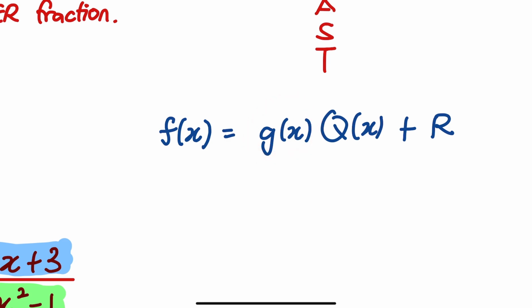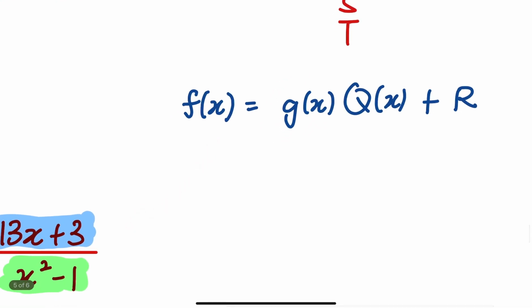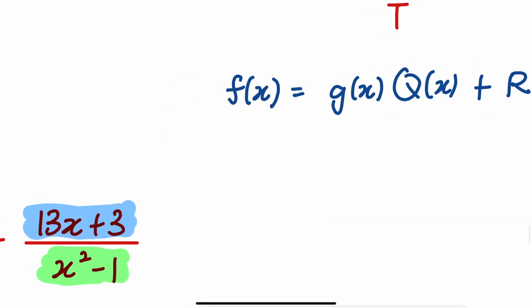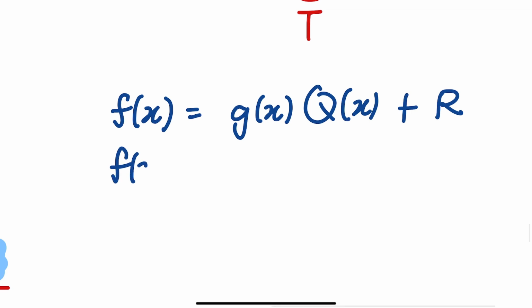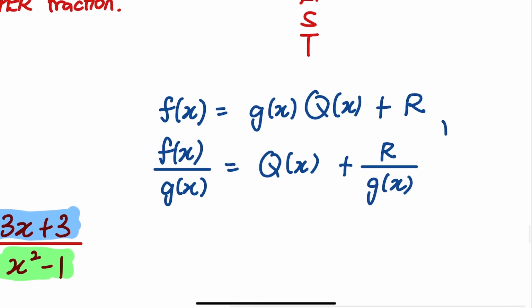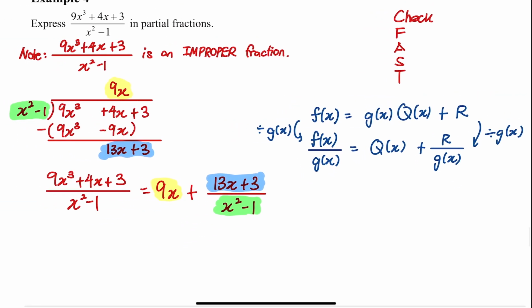So how do I get this partial fractions form? Essentially, I divide this whole equation by g(x). Now f(x) is the polynomial. I divide it by the divisor g(x). I will get the quotient q(x) plus the remainder over g(x), which is the divisor. I'm dividing both sides by the divisor g(x). So this is how I obtain this form over here.